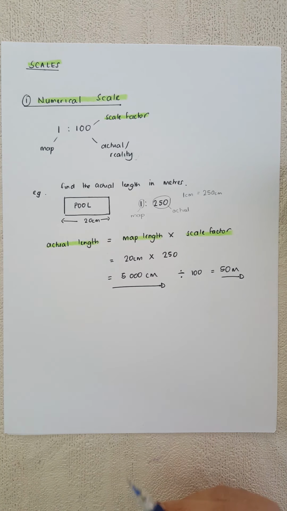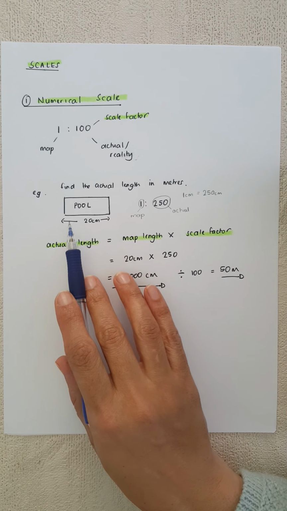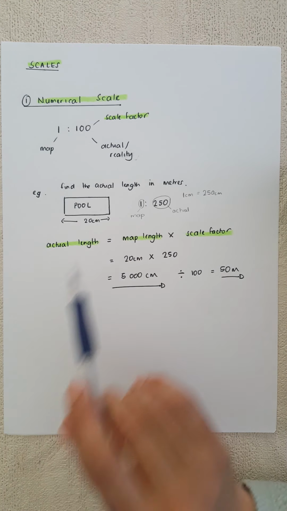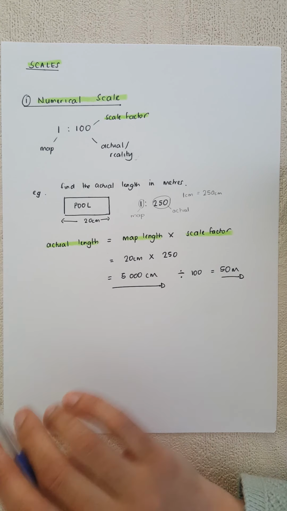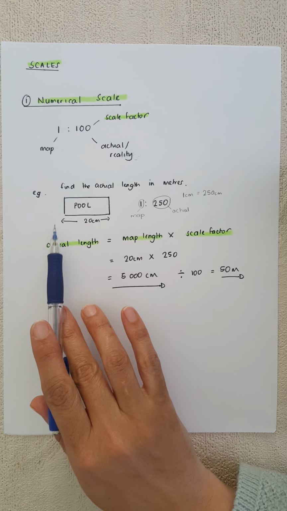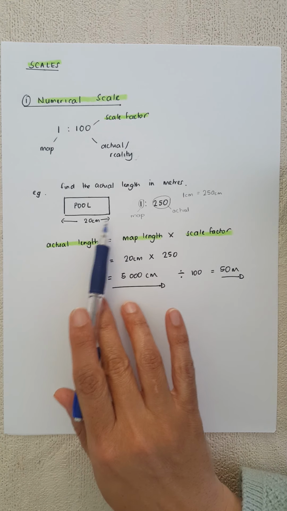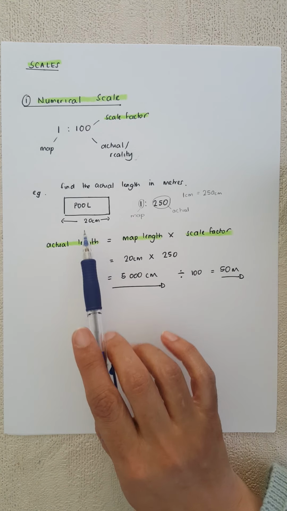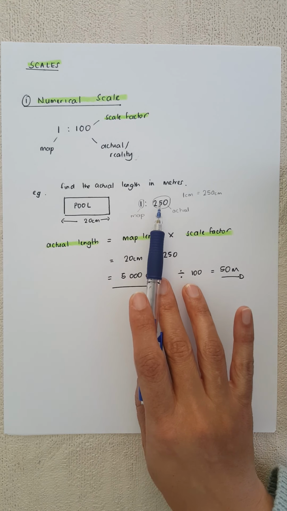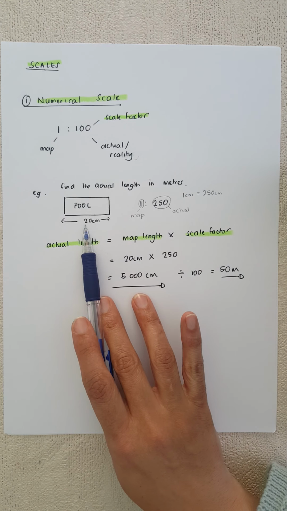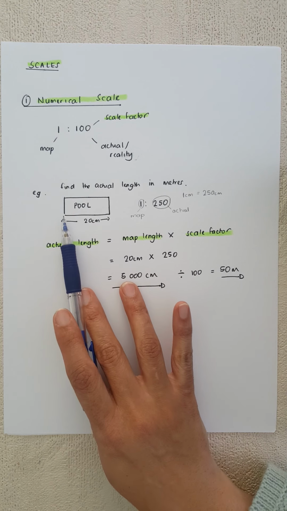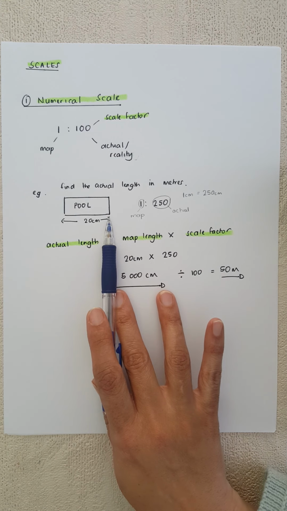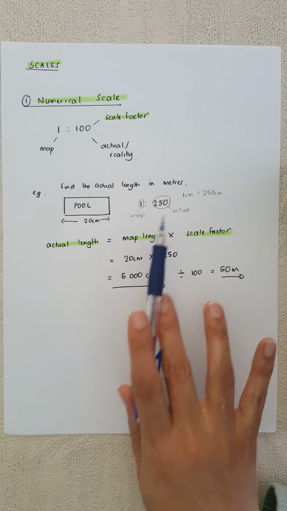So why do we have a numerical scale? It's because it's impossible to actually draw a real size pool onto a paper. So we scale it down and draw it to 20 centimeters, but this 20 centimeters is representing something. If 1 centimeter is 250 centimeters, we can calculate the actual length of the pool according to the scale.